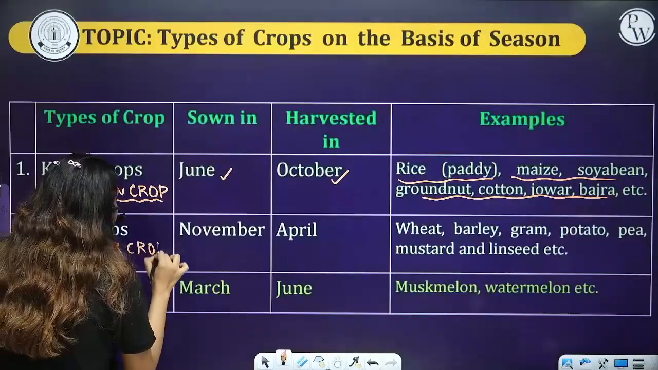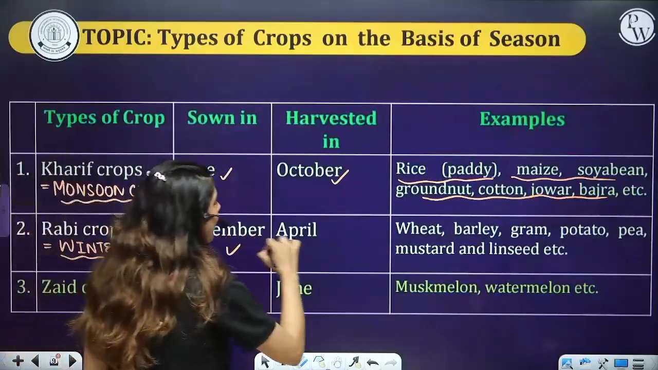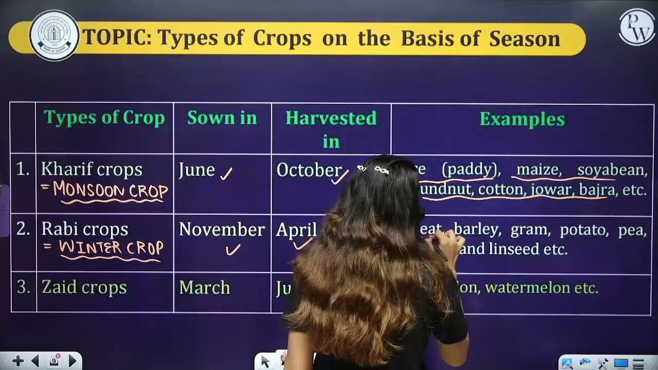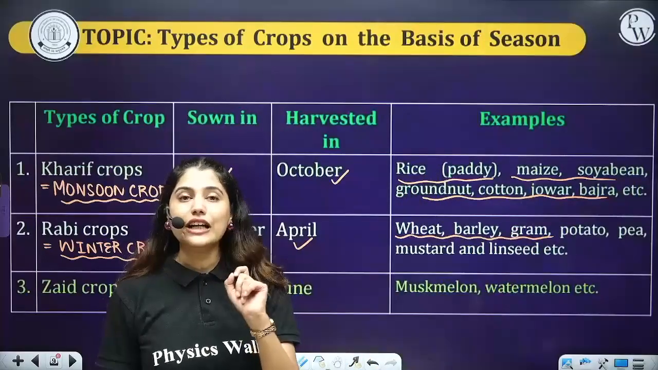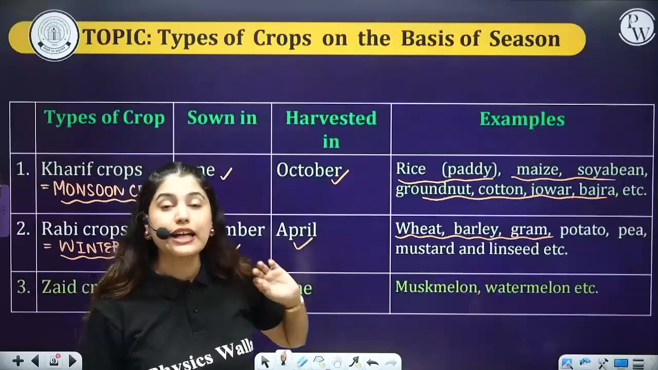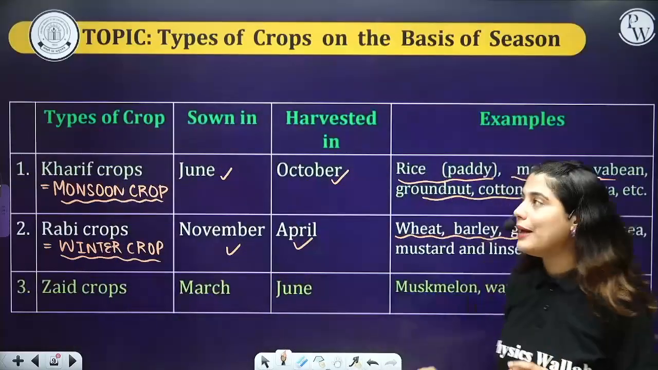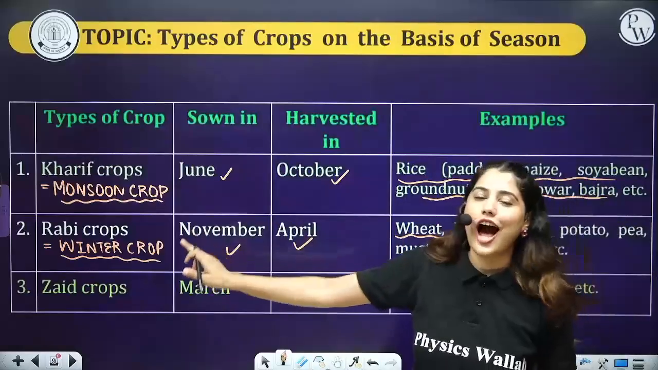Winter crop is Rabi crop, and it will be sown in the month of November, harvested in the month of April, and the examples are wheat, barley and gram. Remember, generally we confuse that wheat and rice lie in the same category. Remember, rice is a Kharif crop and wheat is a Rabi crop.